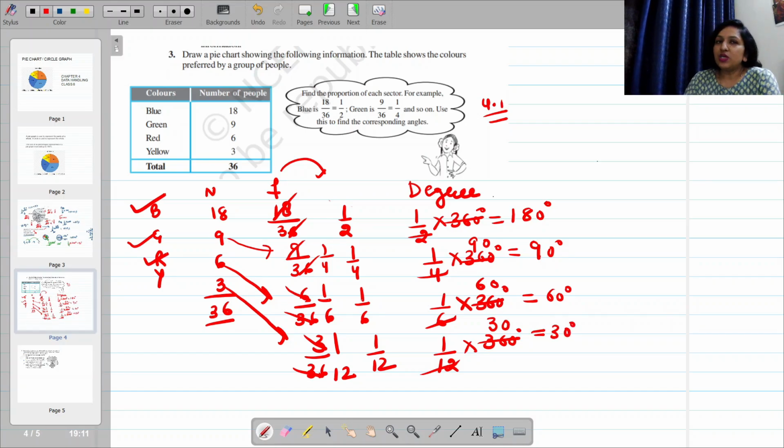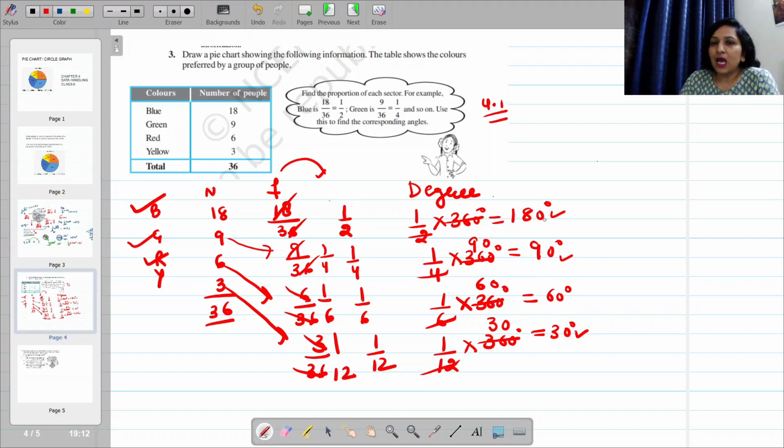Okay? Just to cross check your calculation, the total of all these degrees should be 360. Let us check if we have done it correctly or if any error is there. 180 plus 90 is how much? If you add 100 to 180, it is 280, but it is 10 short. It is 270. 270 and 30, 300, and 60 is 360. Total is 360. This means till now our calculation is absolutely correct.